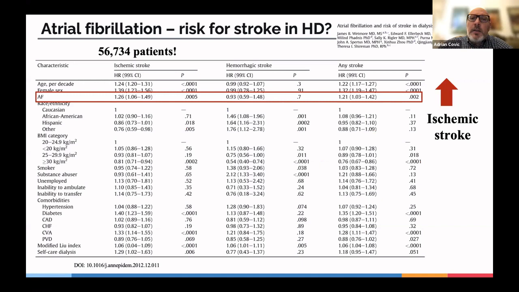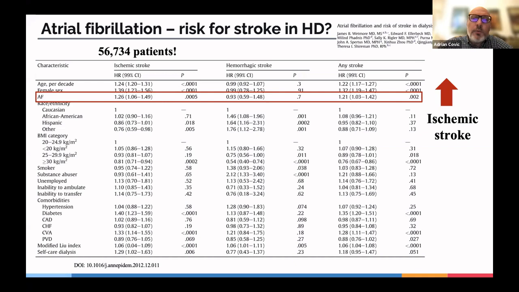And there is a larger, more recent publication, including 56,700 and something patients. In this publication, the authors were able to dissect the risk for stroke a little more, and they showed that only the risk for ischemic stroke is increased, by 26%, and this is the confidence interval. However, the risk for hemorrhagic stroke is not significantly increased in these patients. So a nuance, if you would like.